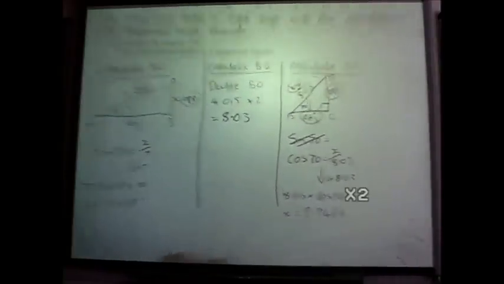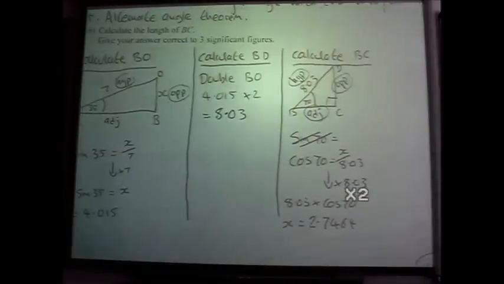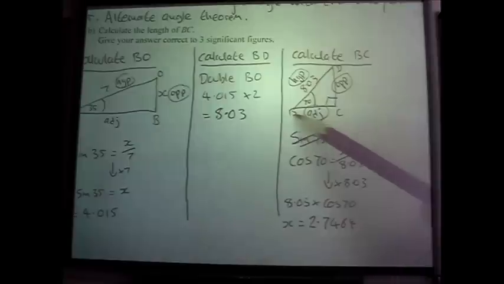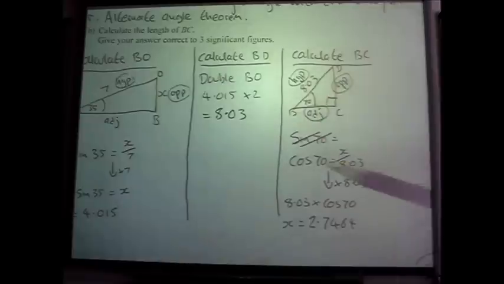Let me zoom in for you. I had to calculate the length BC, which is this one here. It's actually the adjacent. So I've labelled my sides. Hypotenuse is the long one. There's the opposite, there's the adjacent. So I know the hypotenuse and I want to work out the adjacent.